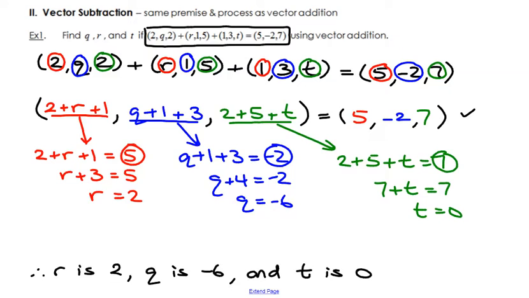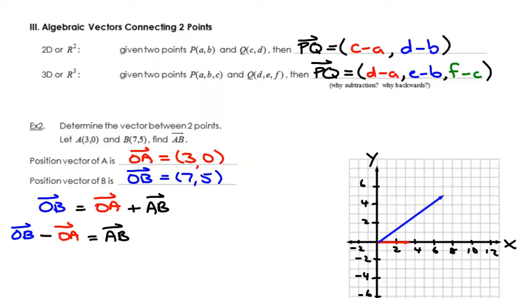Let's take a look at vector subtraction. Vector subtraction is something that we use when we want to find a vector between 2 points. So let's just say this is point P and this is point Q. If I wanted to find a vector from one to the other, I would use subtraction. I would take Q, the one that you're trying to get to, and I would subtract P. So whatever is the second one, that's the one that goes first.